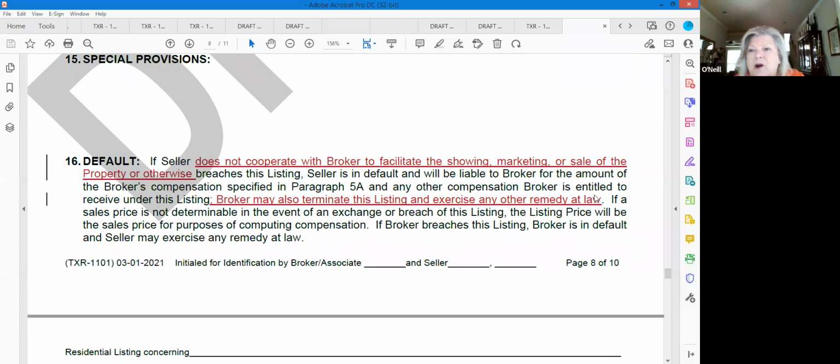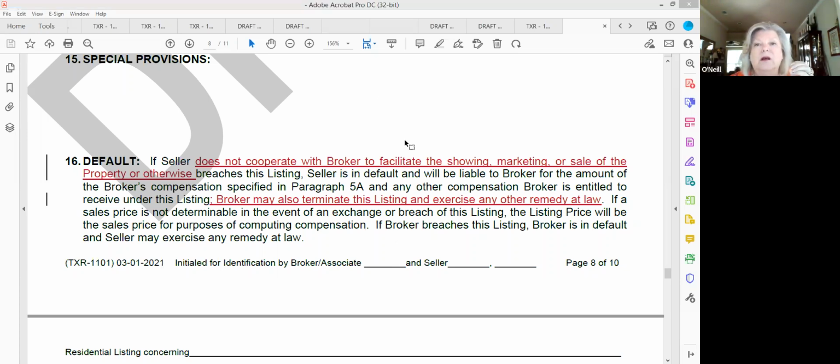The next one that we're going to talk about is default. And we're going to see default, and we're going to talk about default later in the contract and our agreements. And what happened was the language, while it was implied, was not clear based upon what the broker would have the ability to hold the seller in breach of their listing and terminate the listing if they want.